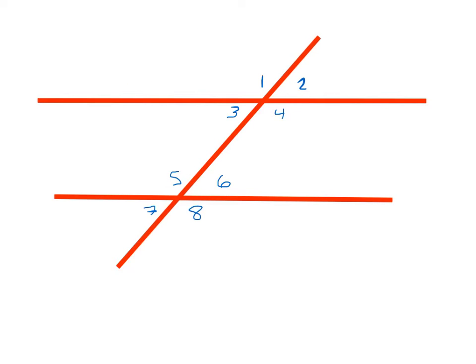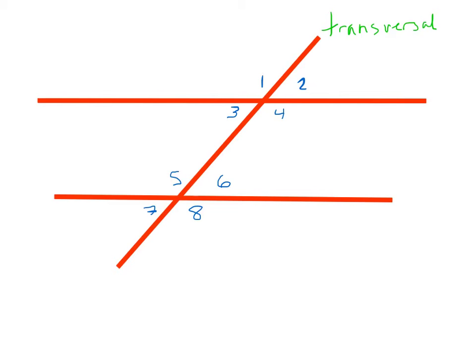Alright, and a little bit more information here. Here we see that this top red line and this bottom red line are parallel, and this line here that cuts them is called a transversal.